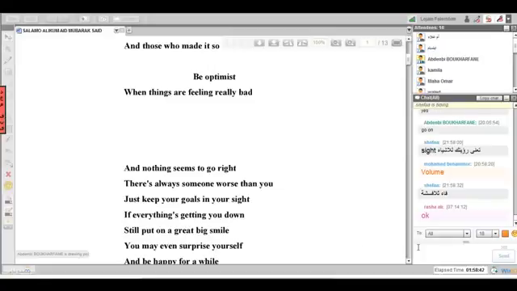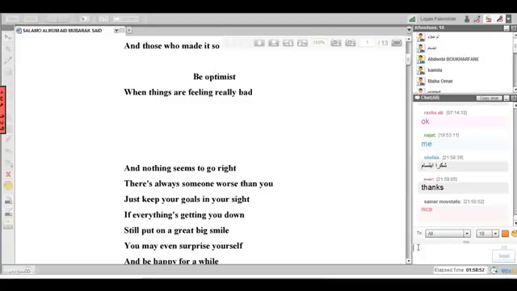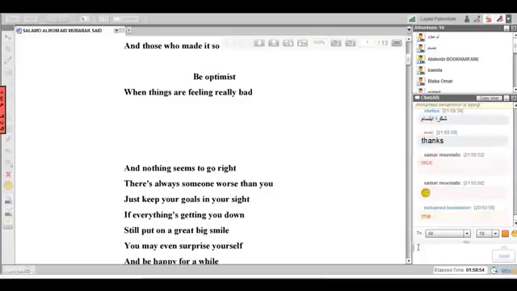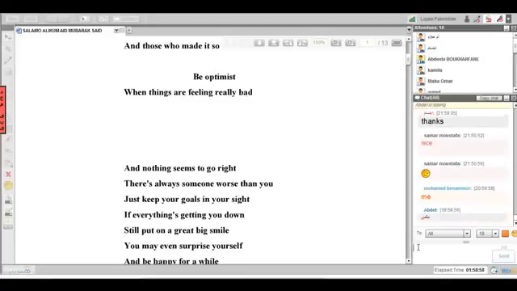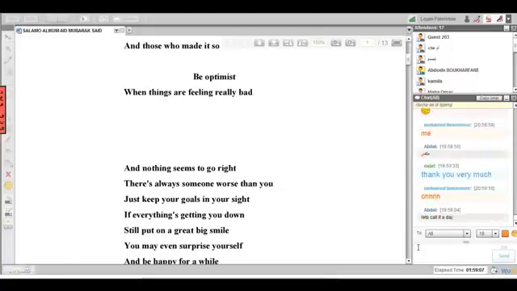Nothing seems to go right, there's always someone worse than you. Just keep your goals in your sight. If everything's getting you down, still put on your great big smile. You may even surprise yourself and be happy for a while.